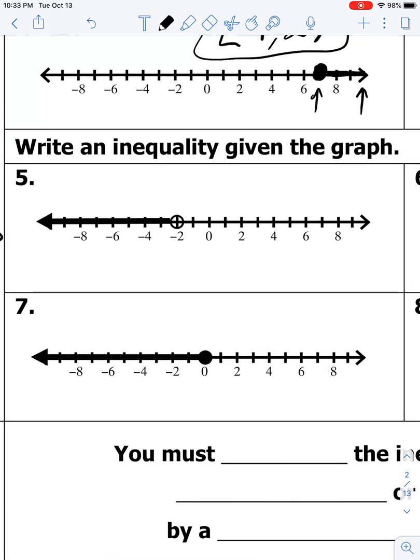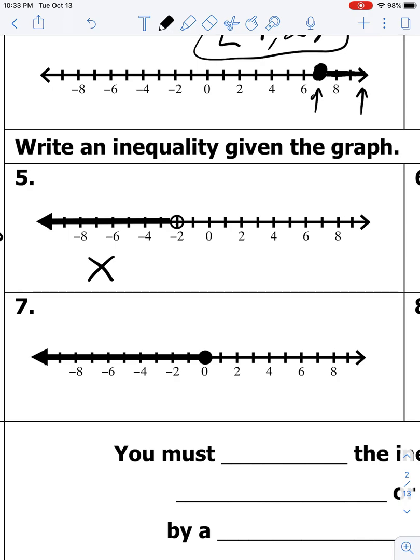So anytime you write the inequality, you're going to write a letter. Okay, I generally just stick with X. That just seems pretty simple. Okay, that's the generic letter that pretty much everybody uses. You can use whatever letter you want in the alphabet.